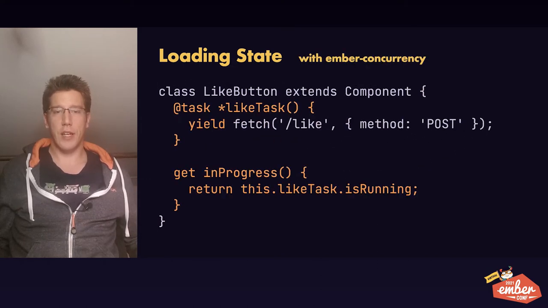So what we can do instead is use the Ember concurrency add-on. It is a good alternative that fixes this automatically. We can replace the action decorator and async function with the task decorator and generator function, as you can see on the slide here. We have changed the like action to a like task. The advantage is that generators can be cancelled, and tasks will automatically be cancelled when the component is destroyed. We can also use the derived state that each task provides so that we don't have to manually keep track of our in-progress property.